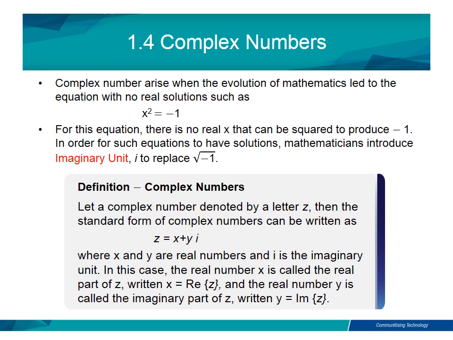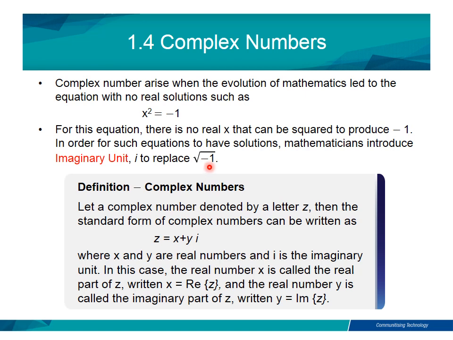So complex numbers arise when the evolution of mathematics led to equations with no real solution, such as x squared equals -1. For this equation there is no real x that can be squared to produce -1. So in order for such an equation to have solutions, mathematicians introduced the imaginary unit, which is i, to replace the square root of -1. So i equals the square root of -1.